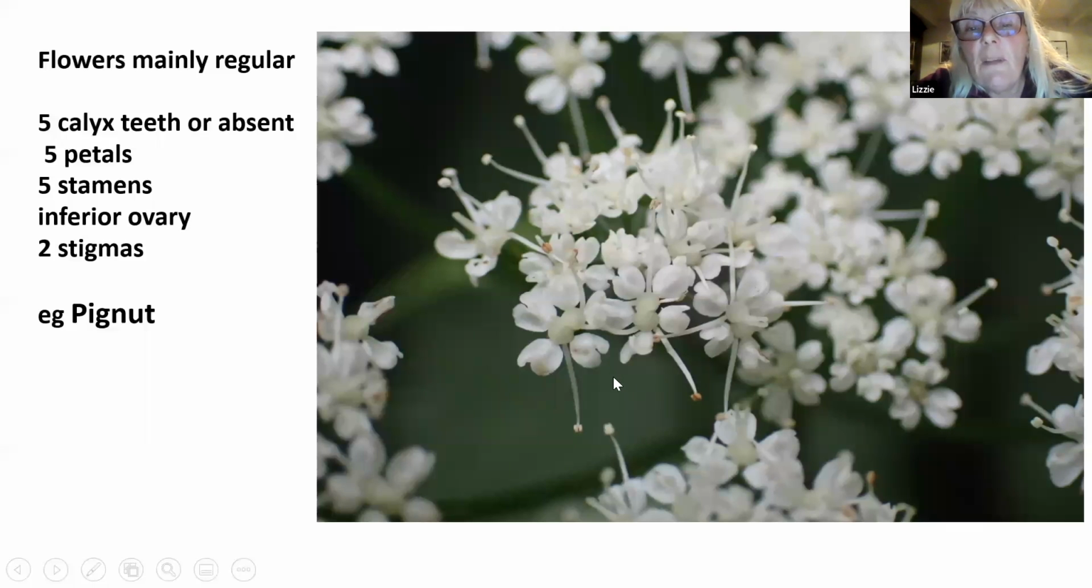And each of those is a mini flower containing all of the things that, you know, the typical diagram I showed you earlier. 5 calyx teeth might be present or not. If they're there, they're just tiny sepals. 5 petals, 5 stamens, the ovary underneath the petals, don't worry too much about that yet. And the stigmas, it's 2 stigmas there.